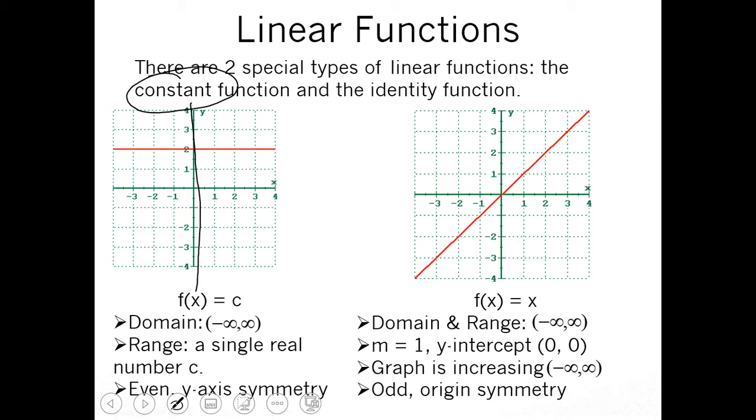Compare that to the function on the right, which again is the identity function. So the identity function in its parent form is f of x equals just x. That gives you the picture above. It is a diagonal line, in this case with a slope of 1 and a y-intercept of 0, 0.